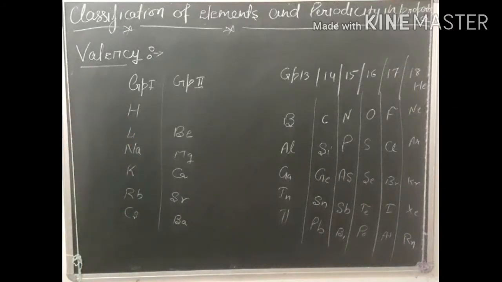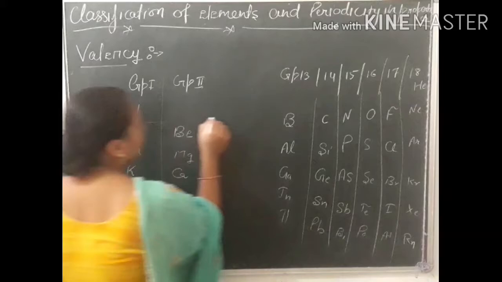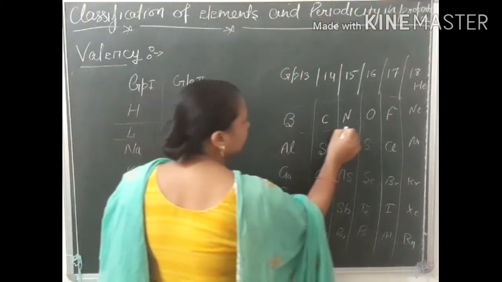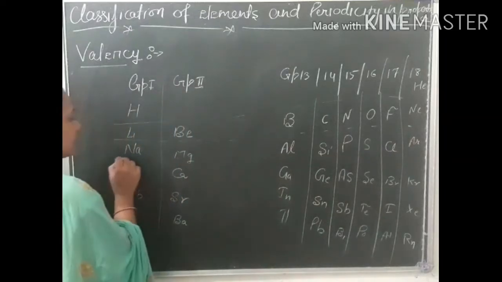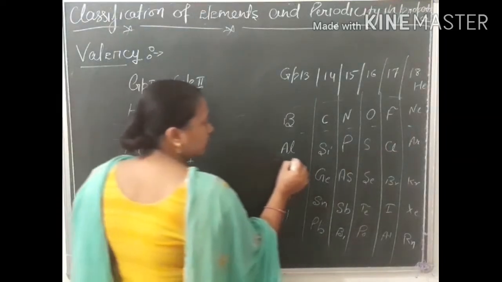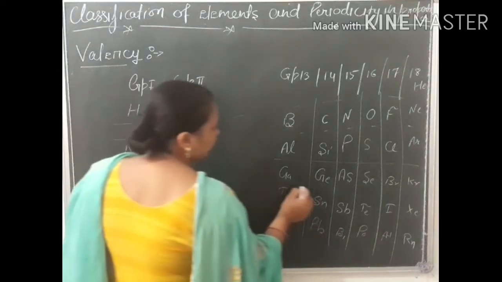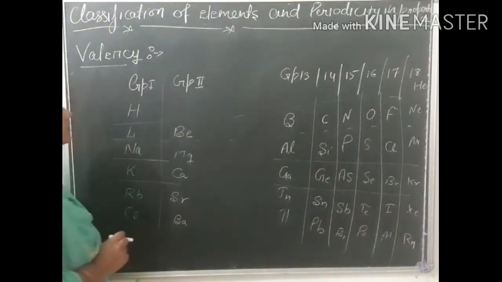Now here first of all we will discuss the valency in the group and in the periods. Periods, when we move from left to right, the horizontal lines in the periodic table are the periods and the vertical lines are known as groups. We have already discussed this. Now here we will discuss the valency.